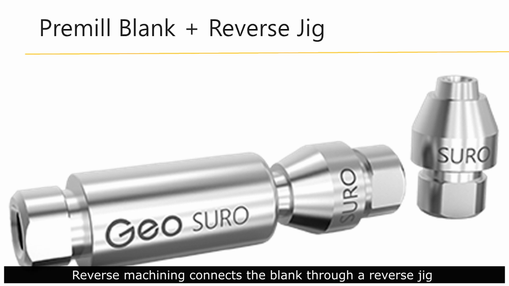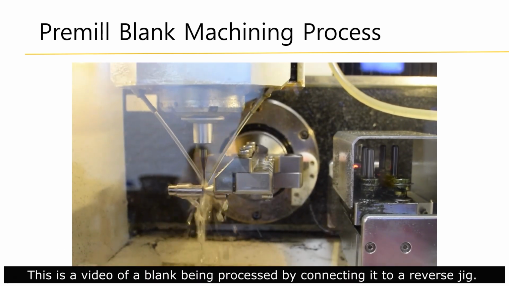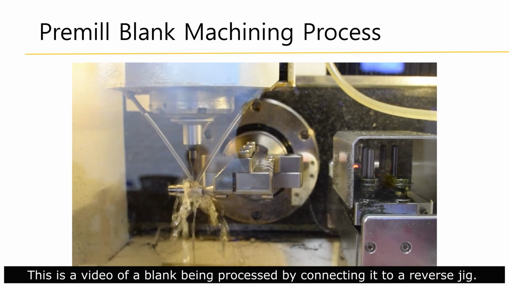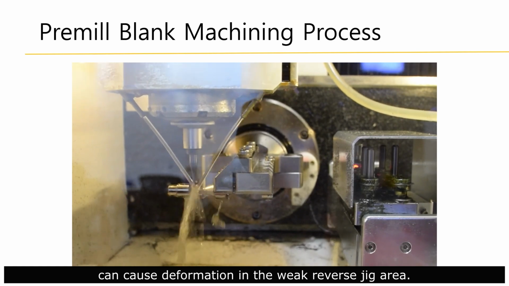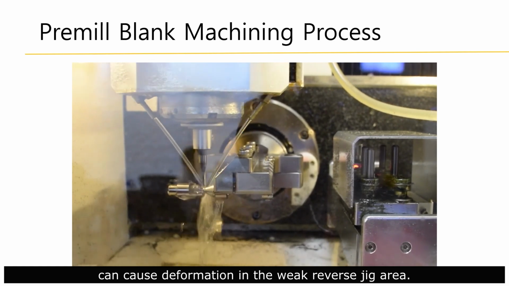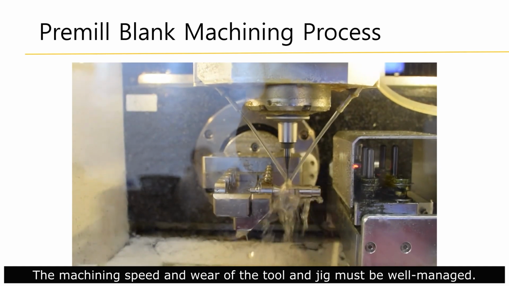Reverse machining connects the blank through a reverse jig so that at the end of machining, the intact abutment can be completed without further machining. However, the connection is weak and is likely to deform during machining. This is a video of a blank being processed by connecting it to a reverse jig. The pressure generated during machining can cause deformation in the weak reverse jig area. The machining speed and wear of the tool and jig must be well managed.